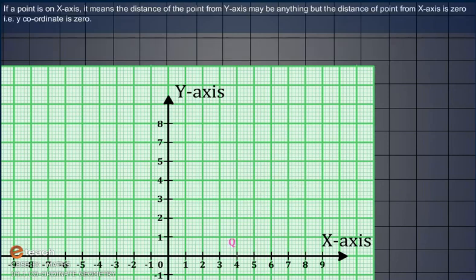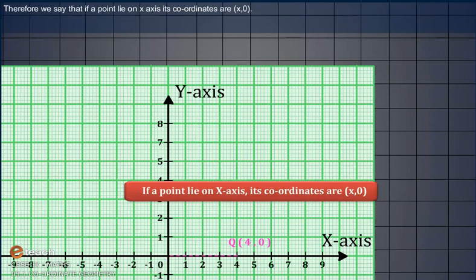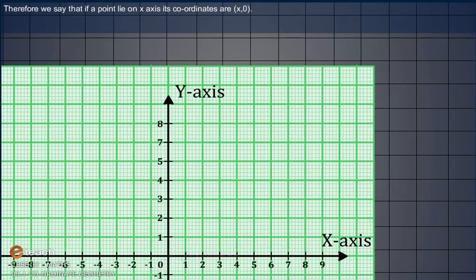If a point is on the x-axis, it means the distance of the point from the y-axis may be anything, but the distance of the point from the x-axis is 0. That is, the y-coordinate is 0. Therefore, we say that if a point lies on the x-axis, its coordinates are (x, 0).